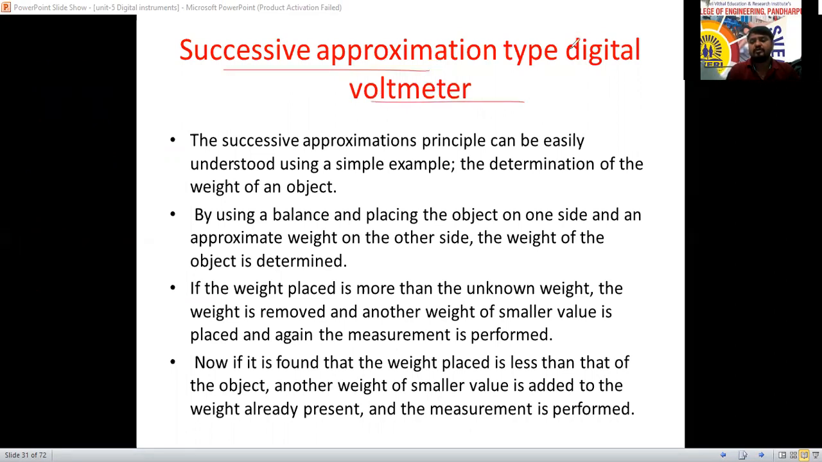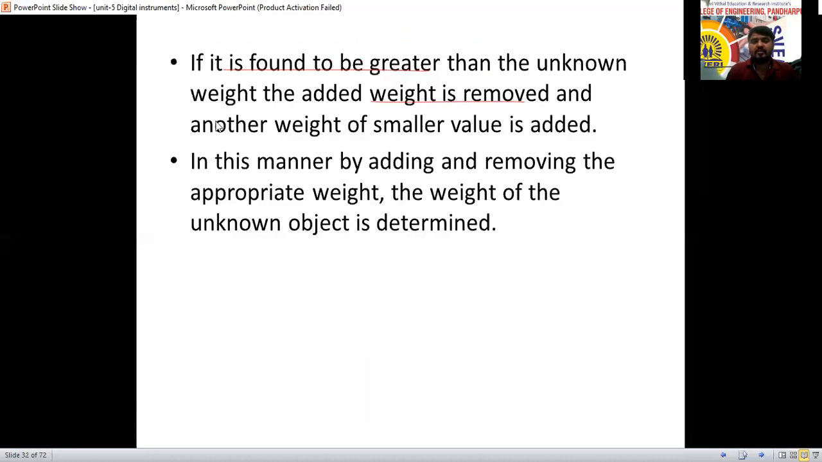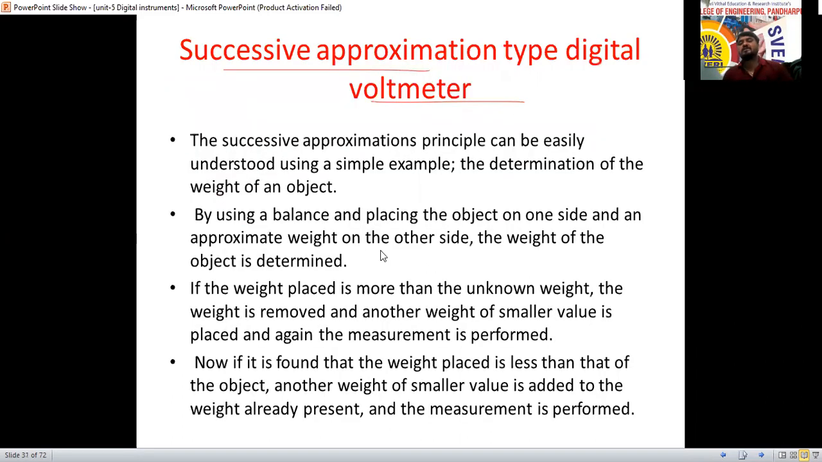We are going to use that method in this digital voltmeter. If the added weight is found to be greater than the unknown weight, then the added weight is removed, and another small weight is added. In this manner, by adding and removing values, we arrive at an approximate weight. For that reason, this digital voltmeter is named the successive approximation type. This is the principle of operation of the successive approximation type.